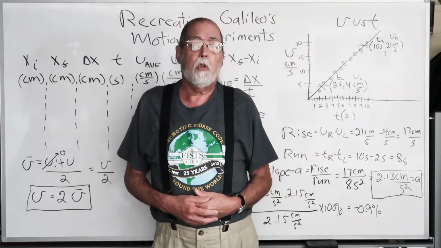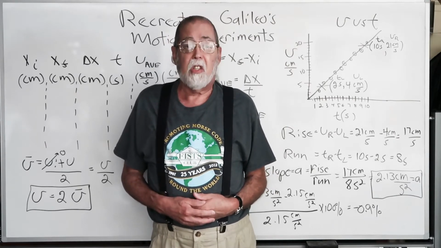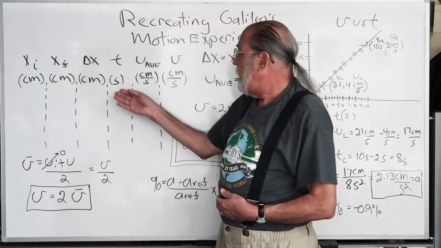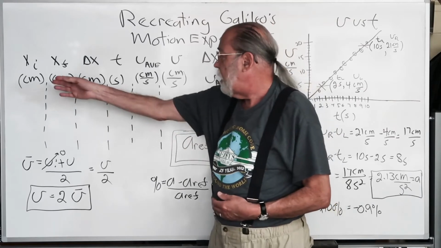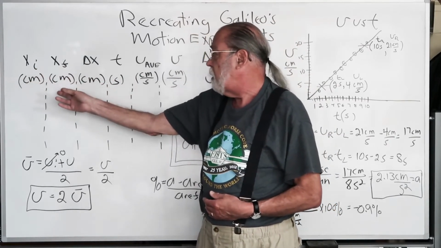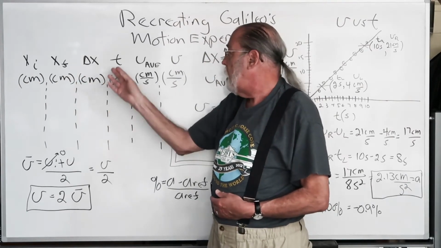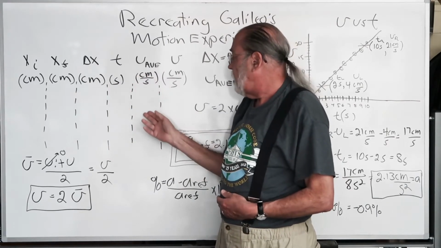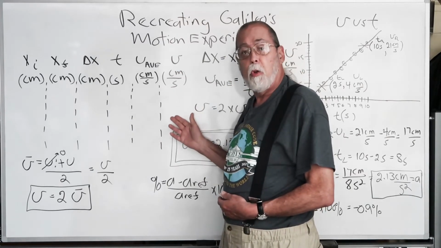Now that we know what the air track looks like and how we acquired the data, let's look at how we determine the acceleration of the glider from that data. Now, the data is provided in the student worksheet as a table. You have x initial in centimeters, x final in centimeters, the change in x, which you have to calculate, the time, which I measured, the average velocity, which you have to calculate, and the final velocity, which you have to calculate.